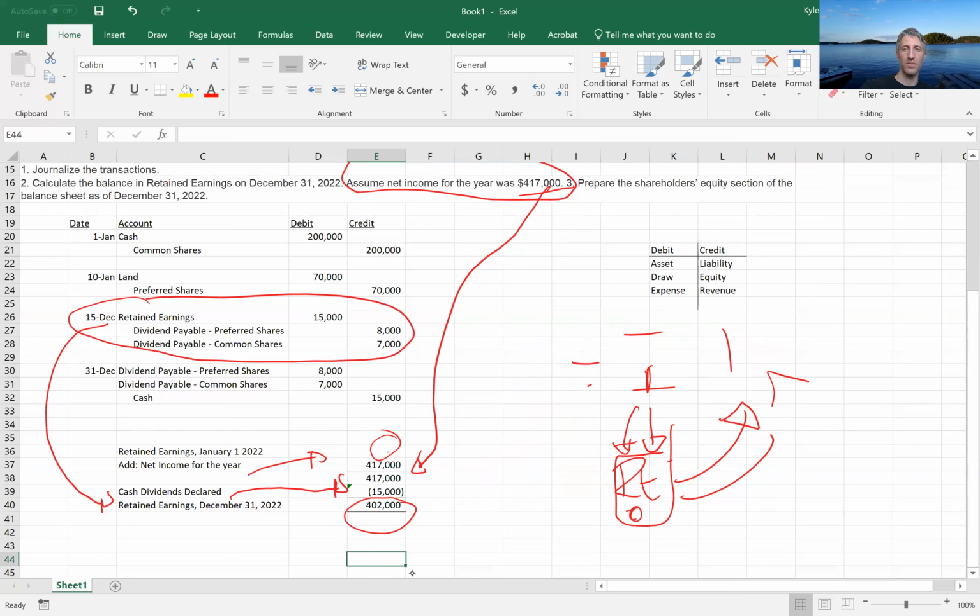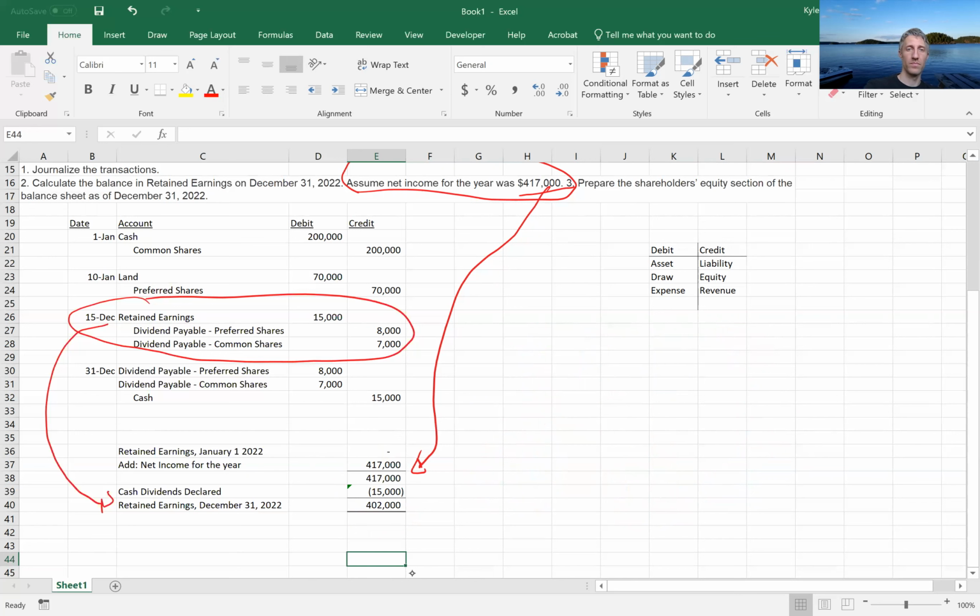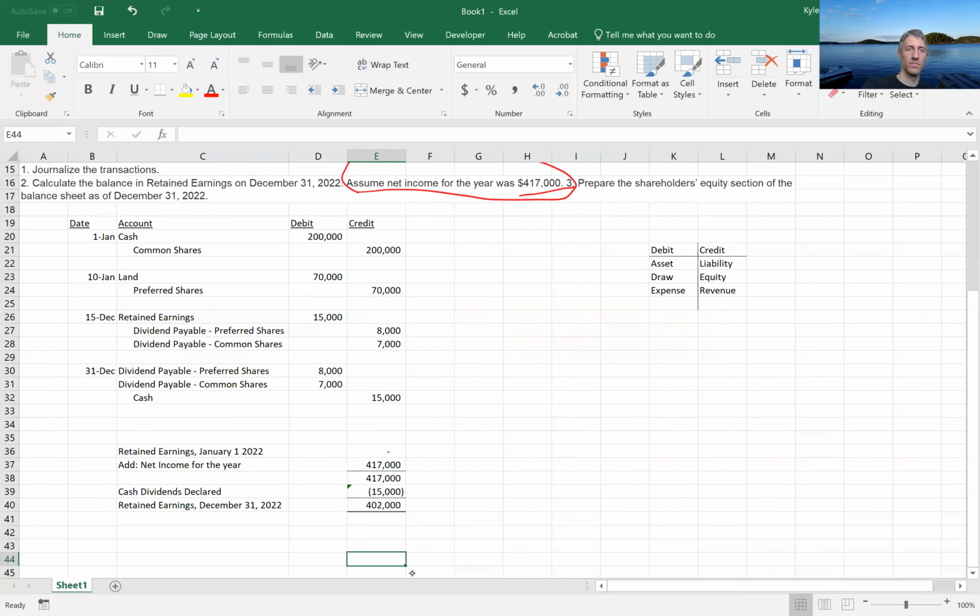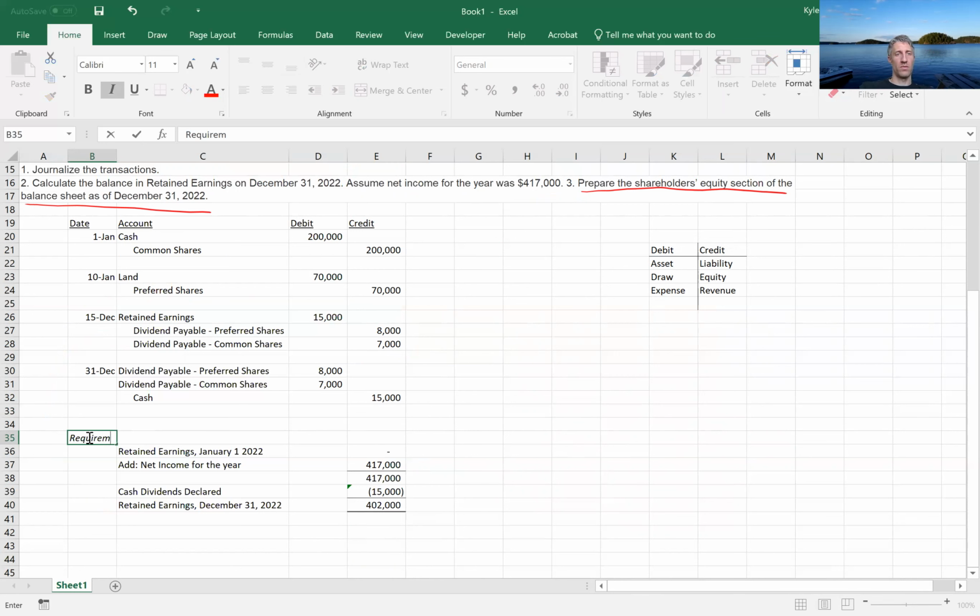I'm just going to clear this markup because I think I'm going to need the space for the remainder of the question. Okay. And then the final part is to prepare the shareholders' equity section of the balance sheet on December 31st, 2022. So this is requirement 2. And I'm going to put the equity section of the balance sheet just over here.